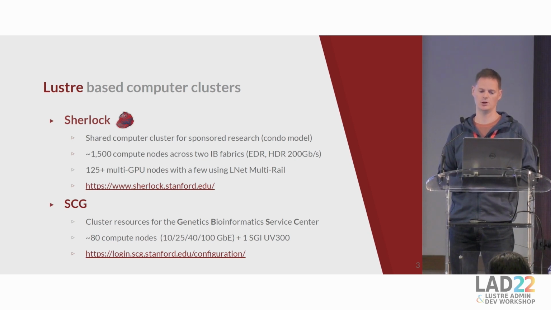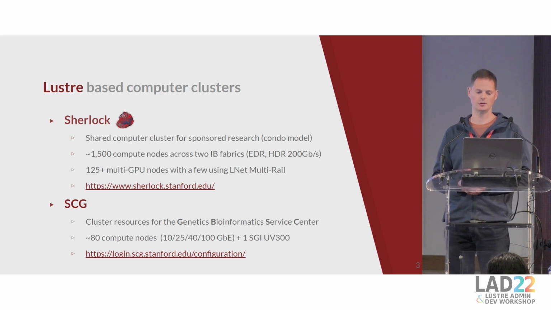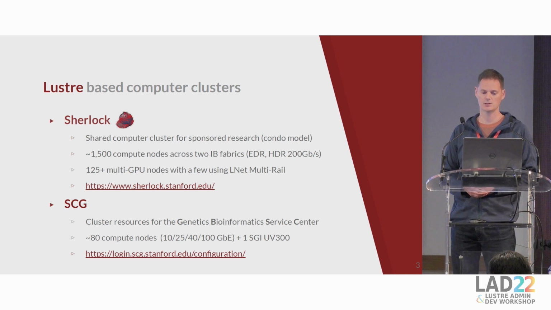evolving cluster. So Sherlock also has more than 100 GPU nodes, some with LNet multi-rail. The slides should be available, so you can click and go check more info about Sherlock. And the second Lustre-based cluster we have is SCG.